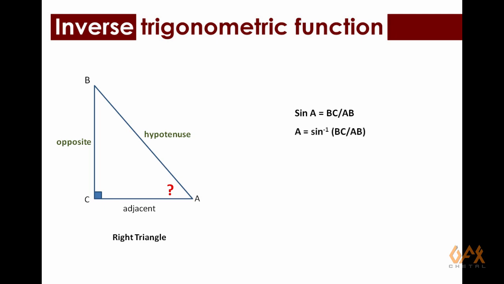So A is equal to sin inverse BC upon AB. This is also called arc sine BC upon AB. So through that, if we have any two sides, we can find the value of the angle. Now let's move into Fusion, and I will show you how to implement this function, as well as some syntax for that.